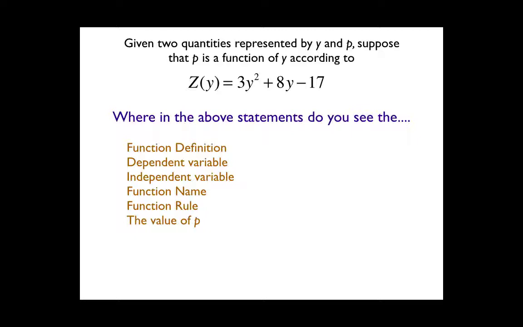So, function definition. When you're defining a function, and we're going to do this in a moment using GC, I'm going to have you define a function and then use it to do things. When you're defining a function, you have to state a rule, including what's the name of the function, what's the input, and how do I compute it. That function definition is that whole z of y equals 3y squared plus 8y minus 17.